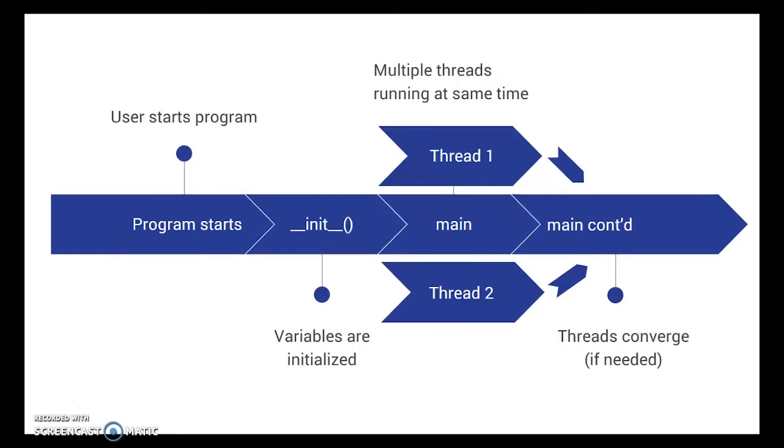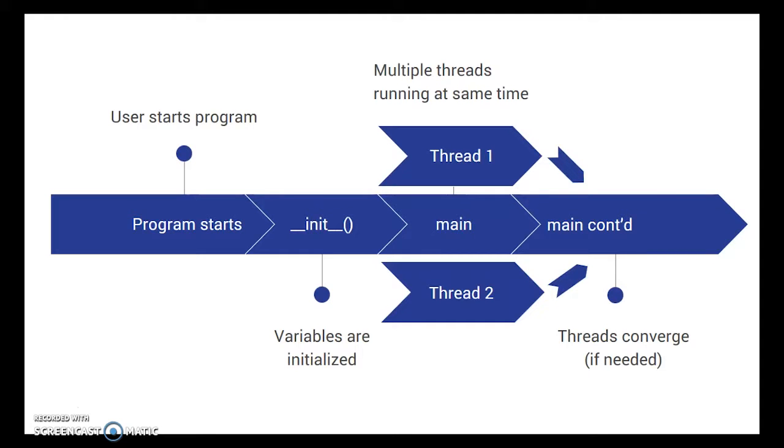And here's a quick little flow chart of what happens basically with threading. A user starts a program, the variables and everything are initialized, and then the main function will split off some threads to work on something at the same time, and then the threads can converge later in main or in some other function again before the program ends.